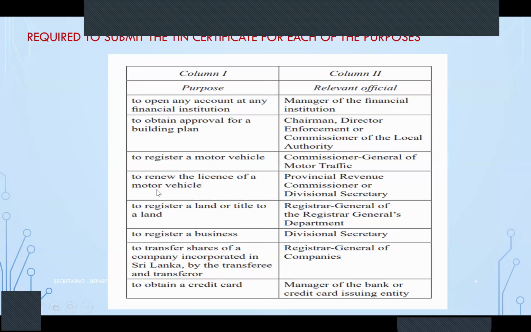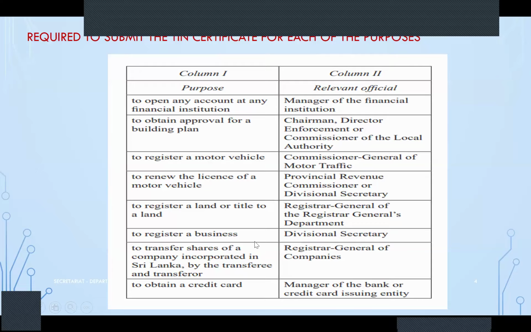To renew the license of a motor vehicle, you also need a TIN number. To register a land or title to a land, if you want to purchase a land, after purchasing that land, you are going to register it in the land registry department, then they will request your TIN number. So you should obtain a TIN.